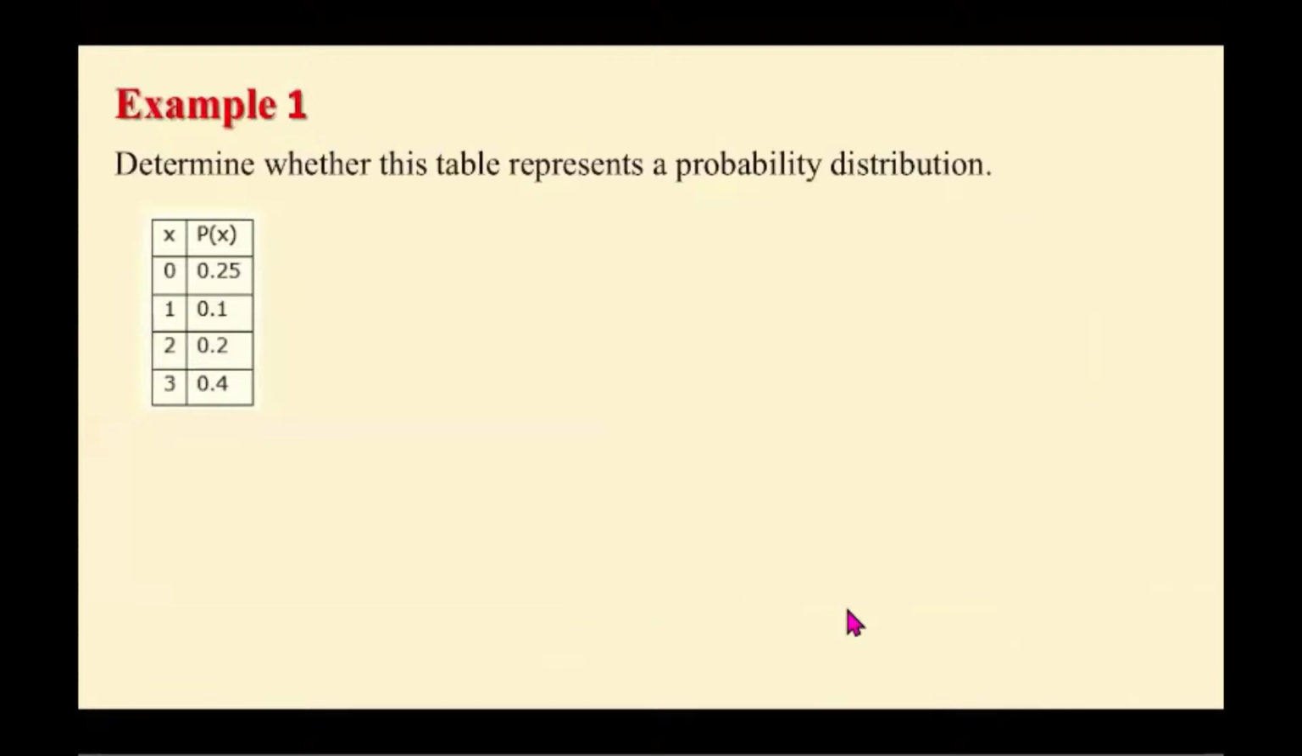Let's begin with our first example. The first example says, determine whether this table represents a probability distribution. You can see we have the random variable x and the probabilities. For this type of distribution to be a probability distribution, it has to satisfy two important conditions.